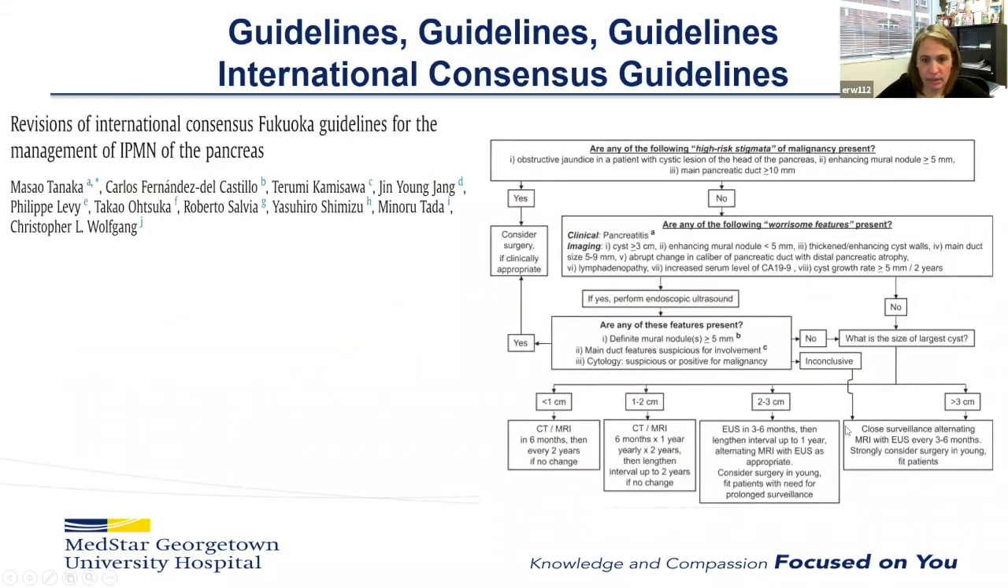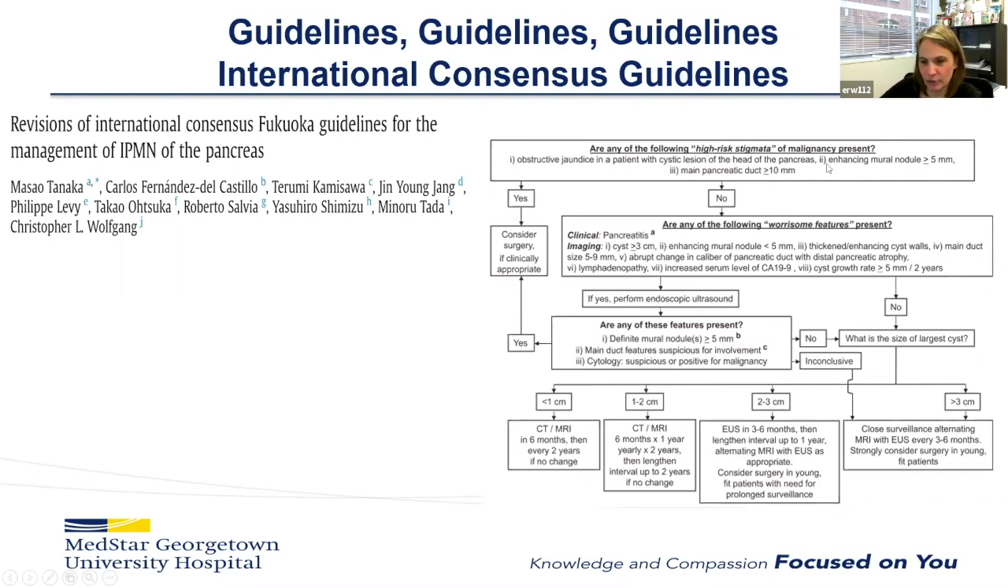Okay, so I just want to show you first the international consensus guidelines, the most recent variation, and when we get to reviewing the guidelines and comparing them, we'll talk about this in more detail. But basically, these guidelines start with imaging evidence of high-risk stigmata, then they go down to a term called worrisome features. This is, I think, a very confusing term for patients. Worrisome often sounds worse than high risk.